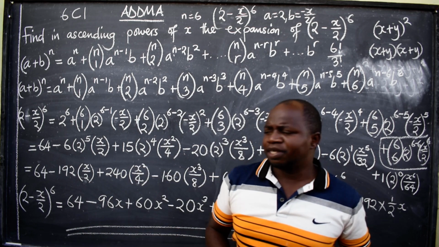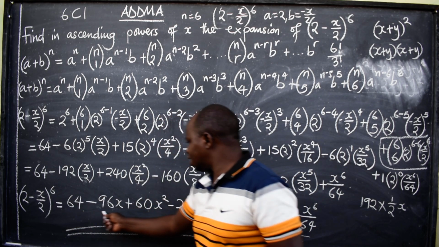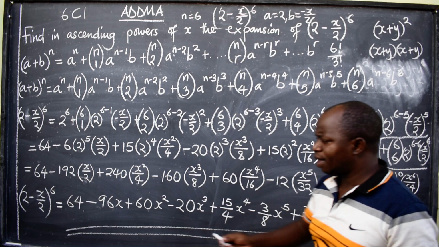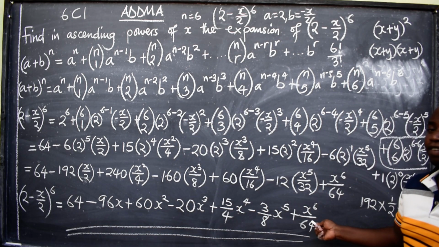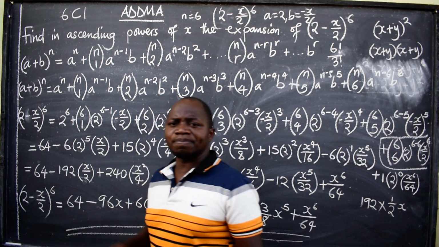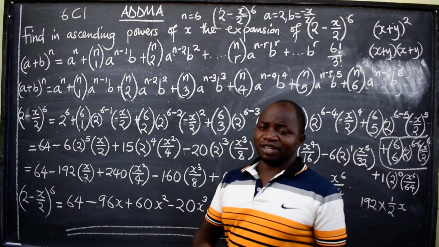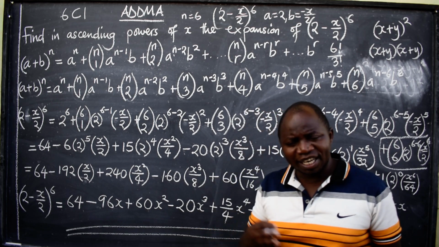I want you to observe this as well. It was to the power 6. Count the number of terms that we have here. 1, 2, 3, 4, 5, 6, 7. So when it is to the power 6, you expect 7 terms. When it is to the power 10, you expect how many terms? 11 terms, just like that.